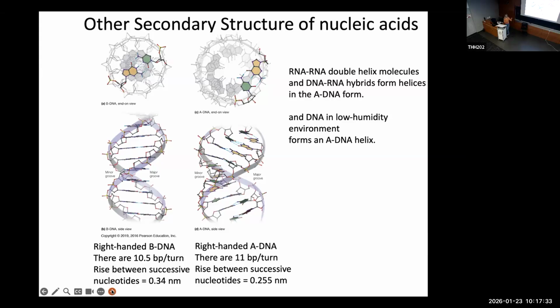So that's DNA in a low humidity environment, but double-stranded RNA forms that, or DNA-RNA hybrids form that. So those are other types of secondary structure of nucleic acid. And you can see top down what the base pairing looks like there. It's a little different than straight across the strand.